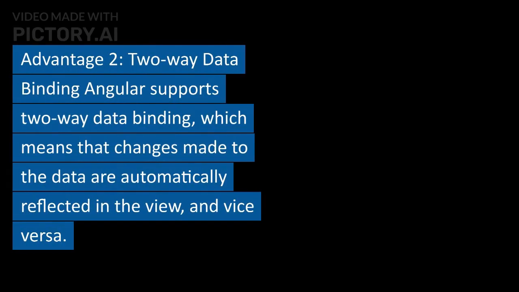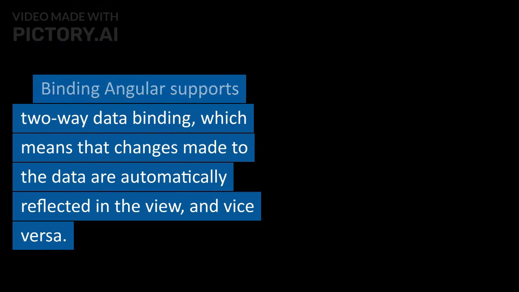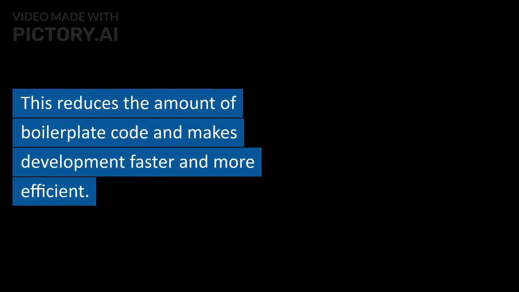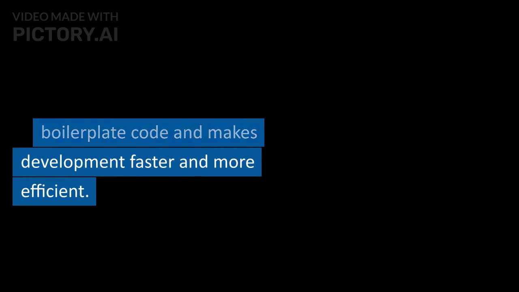Advantage 2. Two-way data binding. Angular supports two-way data binding, which means that changes made to the data are automatically reflected in the view, and vice versa. This reduces the amount of boilerplate code and makes development faster and more efficient.